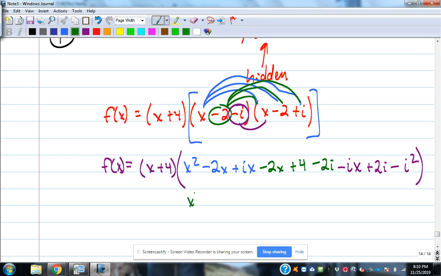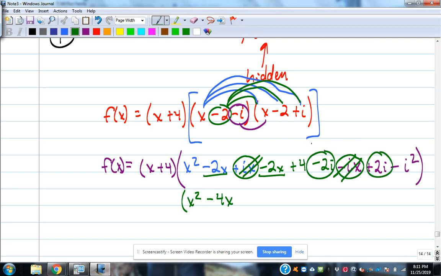x squared doesn't have anybody else that's an x squared, so I'm just bringing it down. Negative 2x, negative 2x, negative 4x, right? Positive ix and negative ix. What happens to them? They go bye-bye. Gone. Okay? Negative 2i, positive 2i. What do? Bye-bye. Does anybody remember what i squared is? Negative 1.